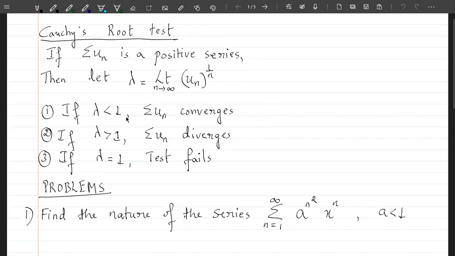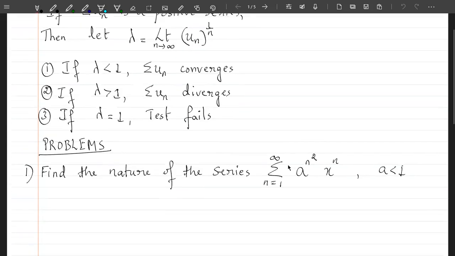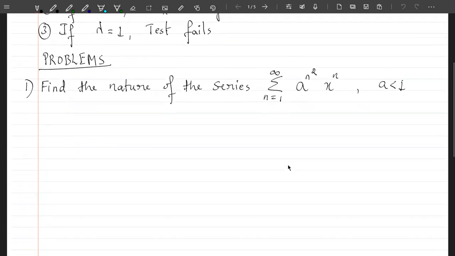If the value of lambda is less than 1, then we say that summation un is convergent. If lambda is greater than 1, then we say that summation un is divergent. And if the value of lambda is equal to 1, we say that Cauchy's root test fails. So let's take the first problem.